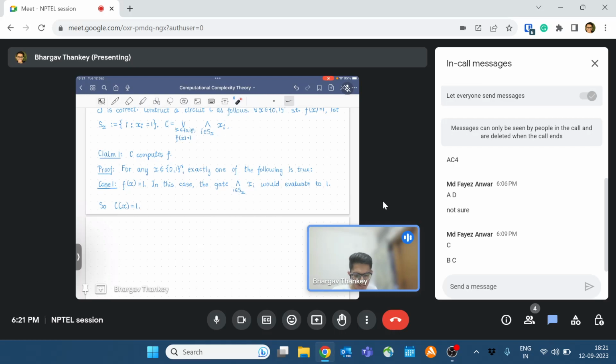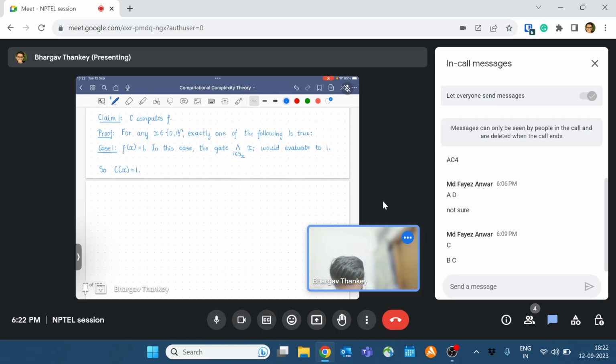Now, what is Sx? Sx is the set of all i for which xi equals 1, right? So this is just an AND of ones, so it will be true. And since it is true, and the topmost gate is an OR gate, it doesn't matter what other gates evaluate to, the output of C(x) would still be 1, right? Is this fine? Yeah. And this is where we are using that AND and OR are monotone. So this part of the argument used it, and even the next part will use it.